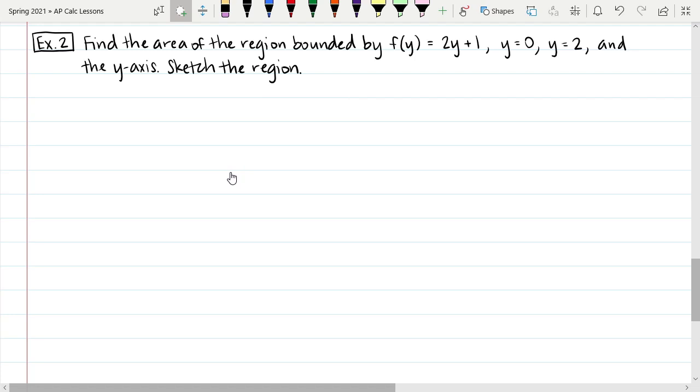So again, find the area of the region bounded by f of y equals 2y plus 1, y equals 0, y equals 2, and the y-axis. Sketch the region. So just like the last time, we're actually going to start by sketching the region.